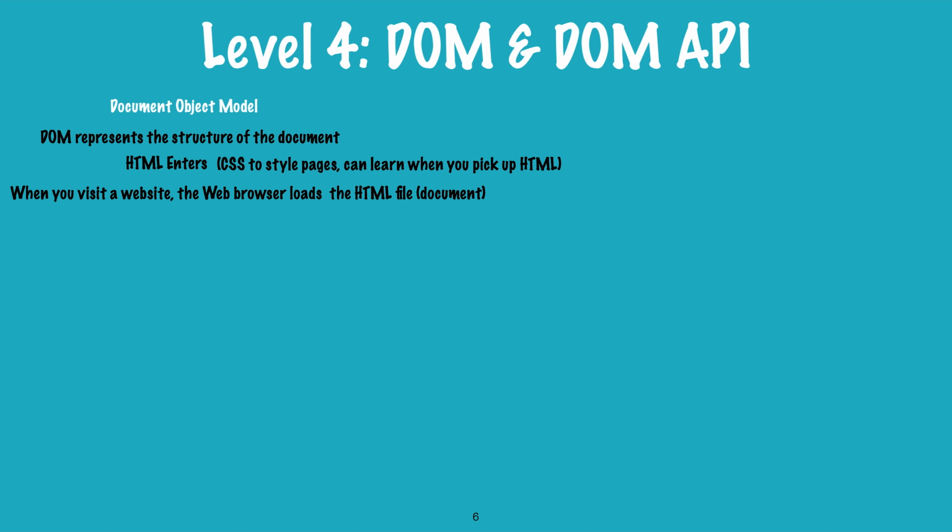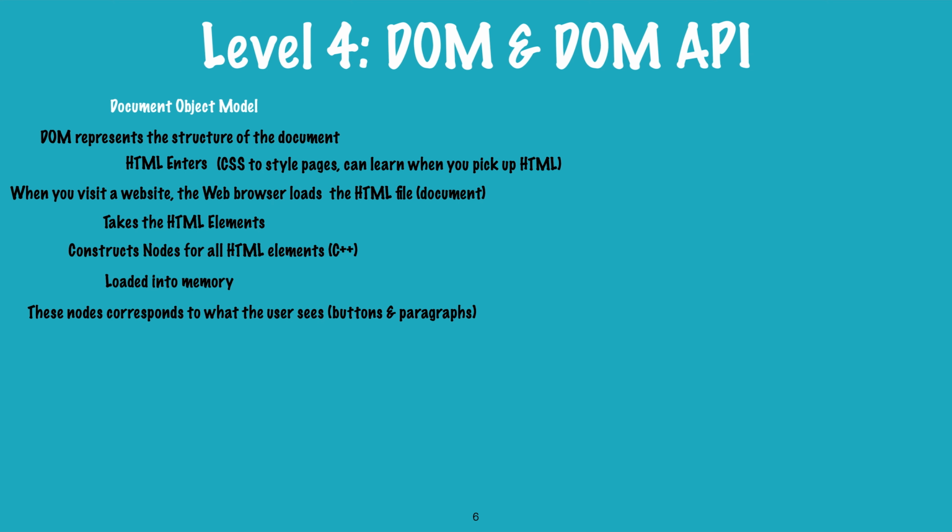So when you visit a website, at a high level, the web browser loads the HTML file or the document. It takes all of the HTML elements, and for each of the HTML elements, it constructs nodes. And behind the scenes, this is mostly done in C++. Once we construct all the nodes, these nodes that represent our DOM are loaded into memory. These nodes correspond to what the user sees, like buttons or paragraphs, for example.